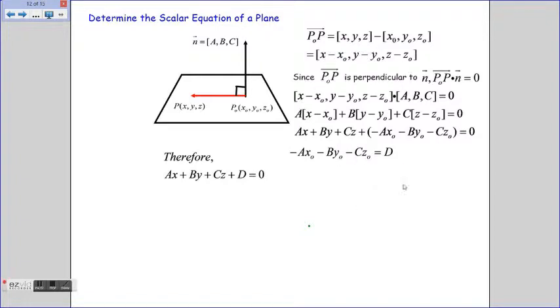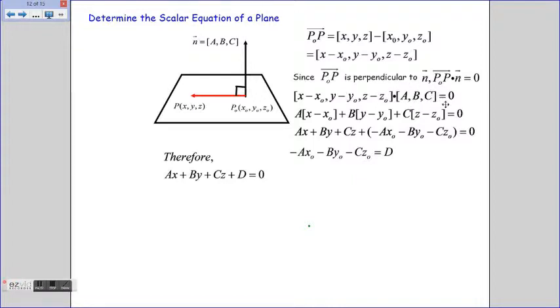P naught P is perpendicular to the normal because it lies on the plane. So P naught P dot n, the normal, is equal to 0 because they're 90 degrees from each other. Let's take this generic normal and call it A, B, C, because remember that the coefficients in front of the variables of the scalar equation are the coordinates of the normal.